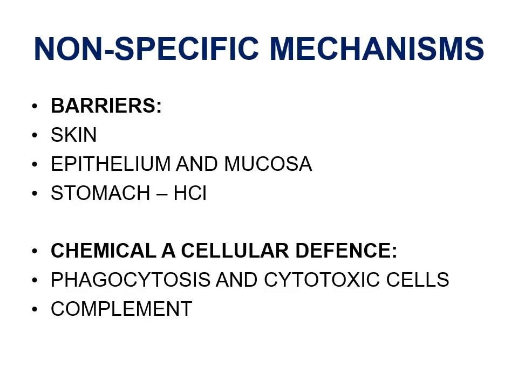Now there are the non-specific mechanisms of defense. First ones are barriers like skin, epithelium, and mucosa. In the stomach there is a high concentration of HCl, which means low pH, which is inhibiting a lot of the functions and also destroying or inhibiting a lot of the pathogens. Then there is chemical and cellular defense like phagocytosis and cytotoxic cells, and the reaction of complement.